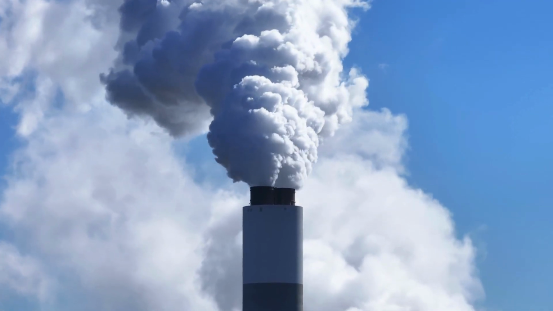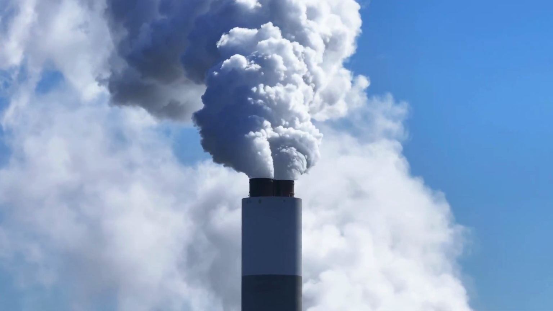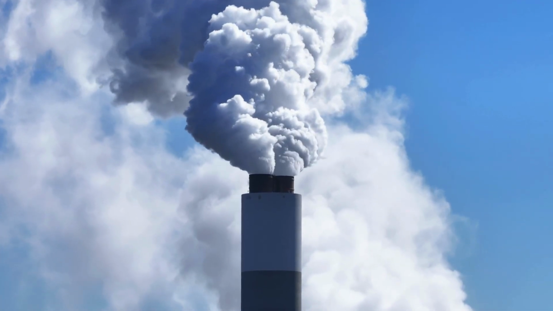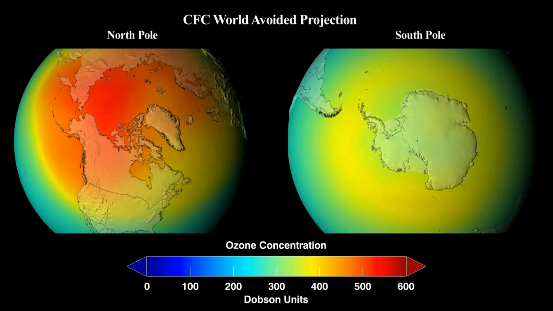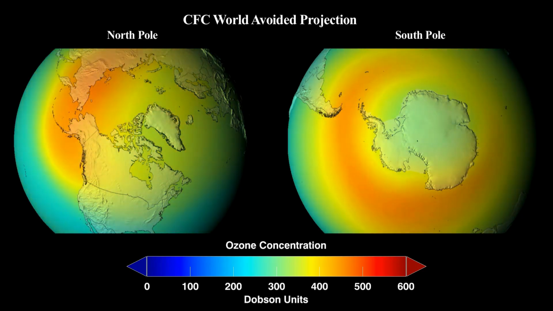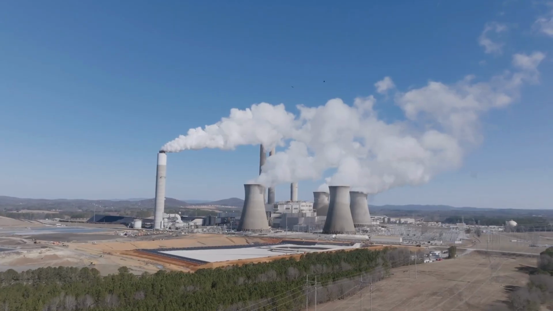Eutrophication: nitrogen-rich pollutants can cause excessive algae growth in water bodies, depleting oxygen and killing fish. Ozone layer depletion: certain chemicals, like CFCs, destroy the stratospheric ozone layer, allowing more harmful UV radiation to reach Earth, causing skin cancer and crop damage.